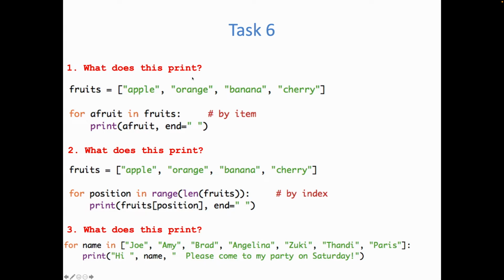Task 6. What does this print? There is a list named fruits, and we write a for loop over the elements in the list. Then we print the elements, which is the variable fruit, and end with a space. What does this print? This loops over index and ends with a space also. What does this print? It will print hi. Each time it will print hi name. Name is Joy. Joy, please come to my party on Saturday. After that, it will be a new line, and then print the next line. You can try this in the Python shell.